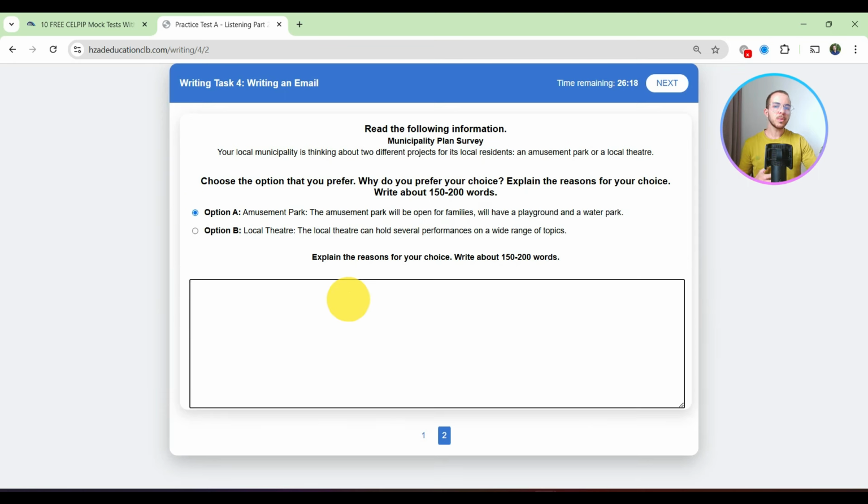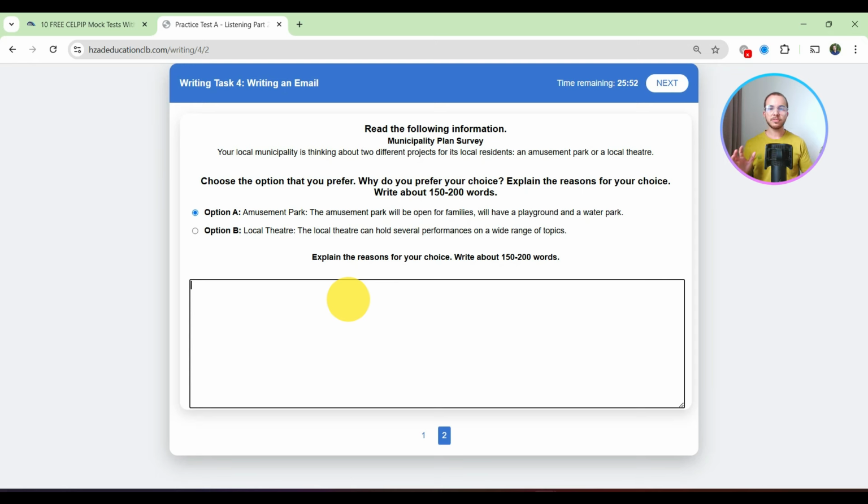Now remember here, we have to use persuasive language because you are trying to persuade the municipality to choose option A. So you want to use words like, I strongly agree, I support, it is in the best interest to, or this is the most wise decision. This is persuasive vocabulary.